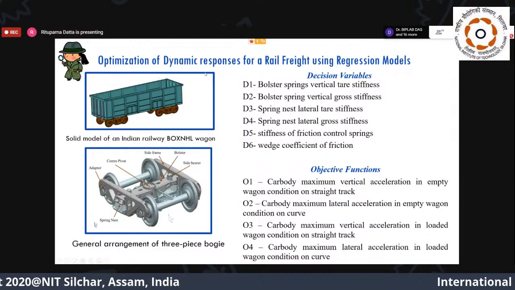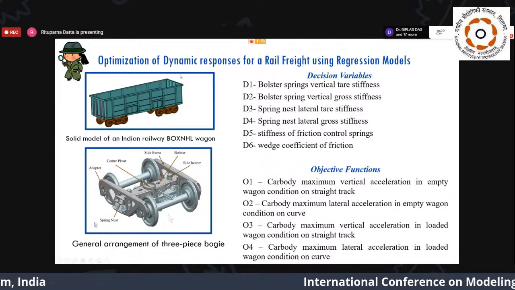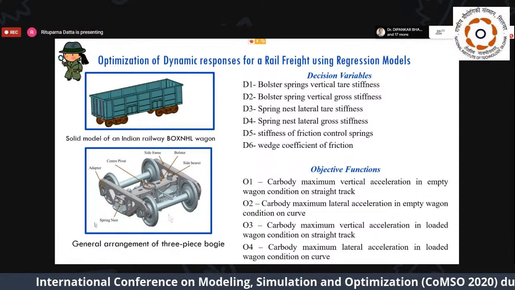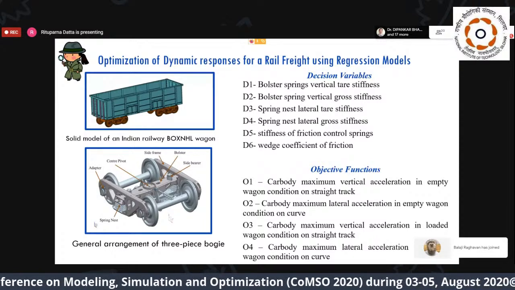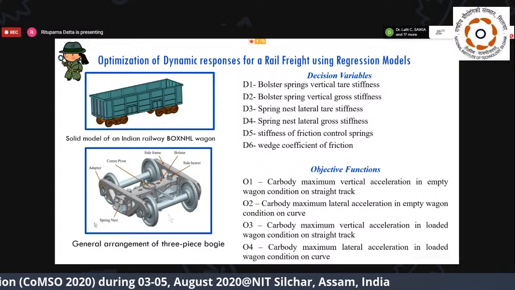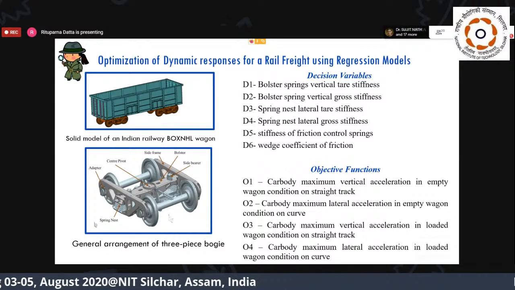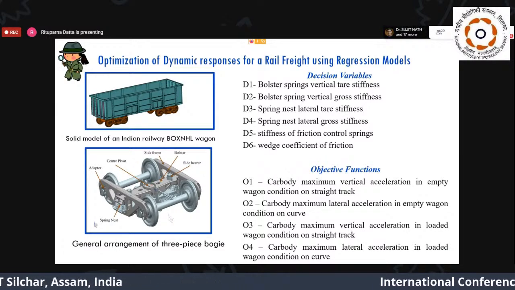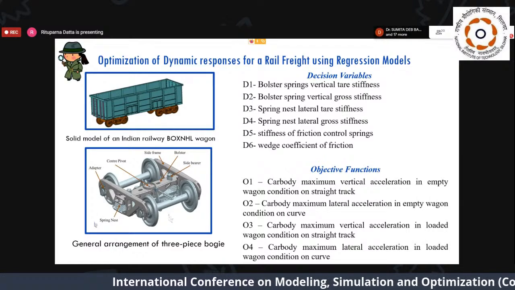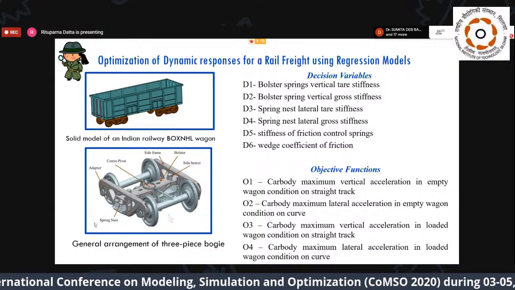And then this is for a three-piece bogie for the dynamic response of Indian rail. So here we have used two different approaches. For the Indian rail, there is no mathematical relationship, because everything is based on their experiments, and one data point itself takes 3 to 5 days. So we just had 36 data points.